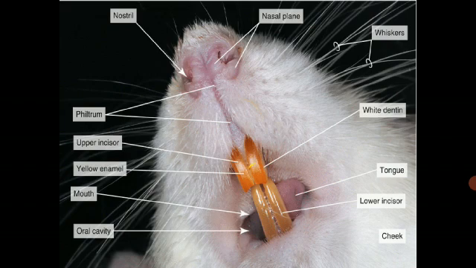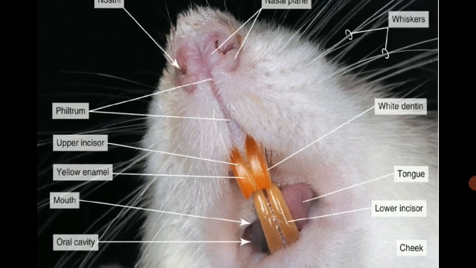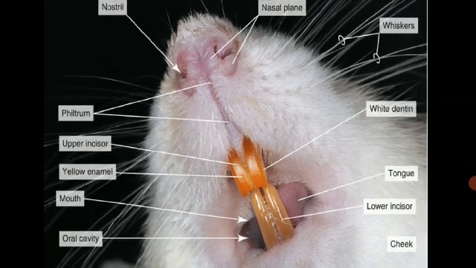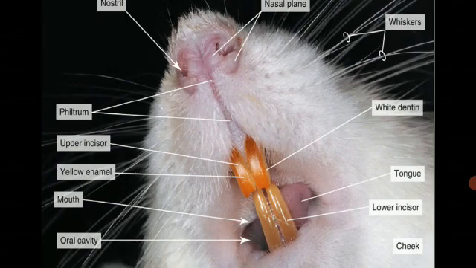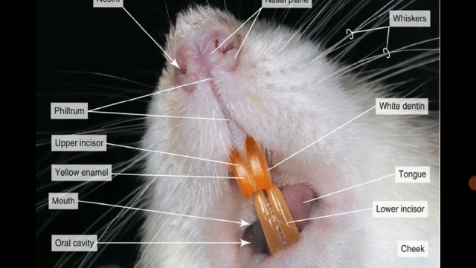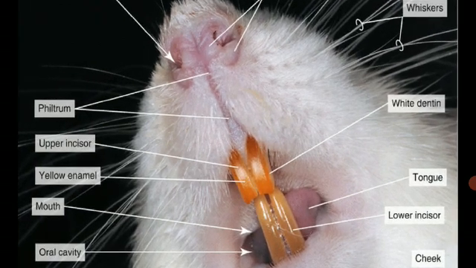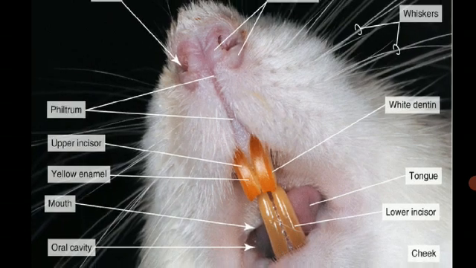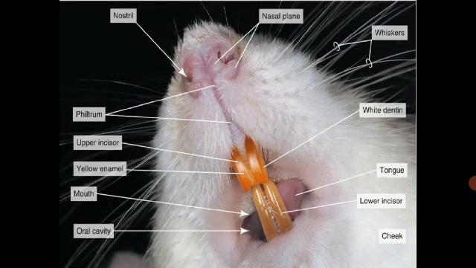Then white dentine is there. Then the lower incisor. Then this is the oral cavity, you are able to observe. Mouth is there and the oral cavity is there. This is the tongue. So all this is about the detailed structure of the mouth.